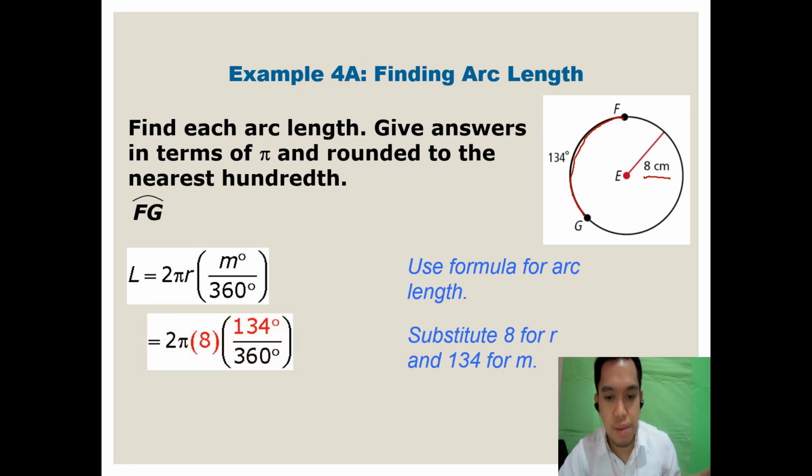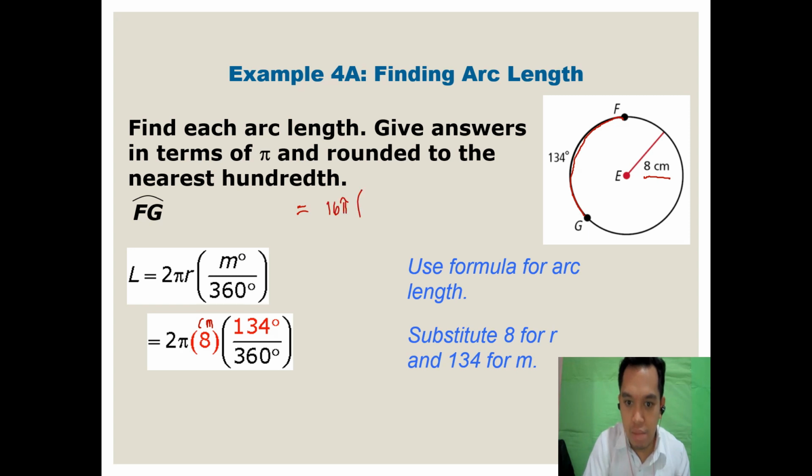Okay, so that will become 2 pi times 8 cm. Huwag niyong kakalimutan yung unit natin dito, 8 cm times quantity of 134 degrees over 360 degrees. So, simplify that one. Unahin mo muna itong, i-multiply mo na kaagad siya dito sa 134. Okay? So, that will become 2 pi, or pwede ngang 2 times 8 ka na kaagad dito eh. 2 times 8 is 16. Diba? So, yan ay magiging 16 pi times 134 degrees.